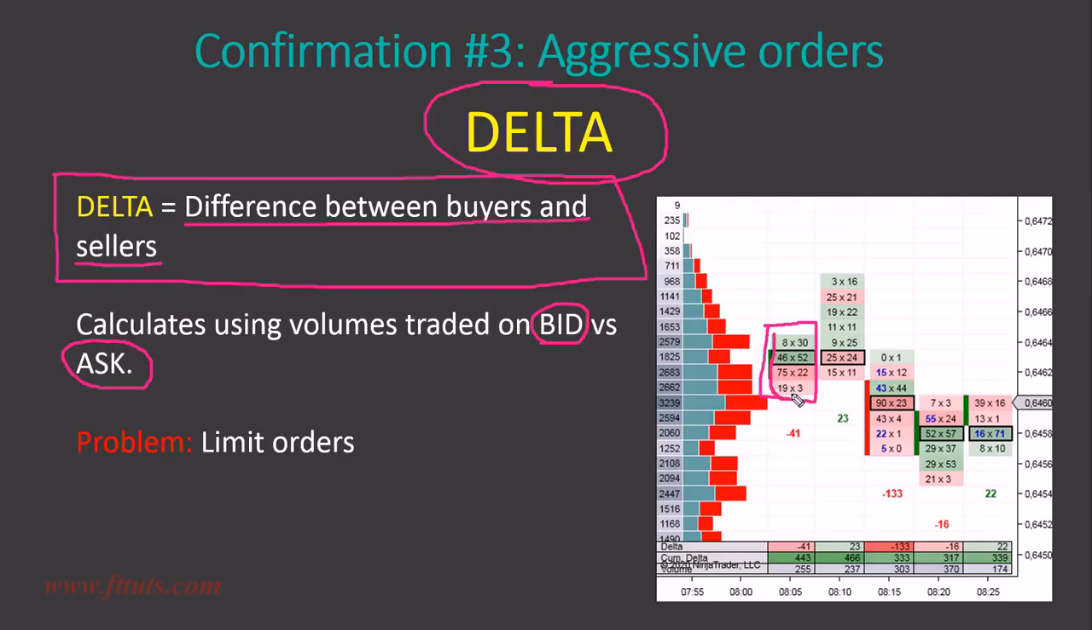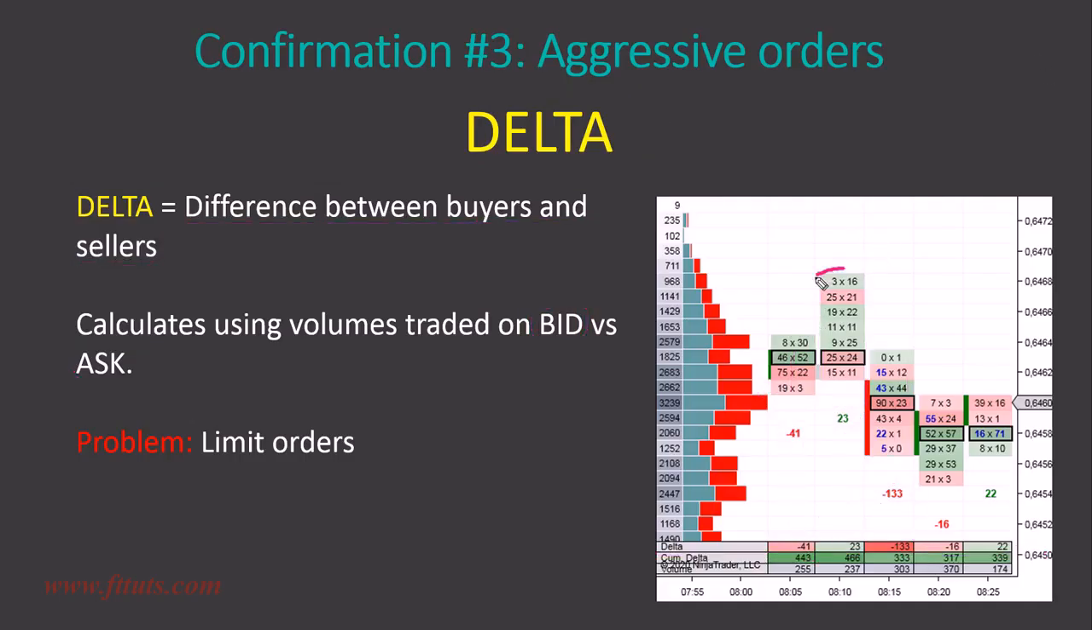then the sum of all those numbers minus the sum of all those numbers is minus 41. This means that there are more aggressive sellers than aggressive buyers. You can see the delta below each footprint. If it's green, it's positive. If it's red, it's negative. You can also see delta in a summary in here, those numbers. As you can see, they match. All right, so this is where you can read delta.